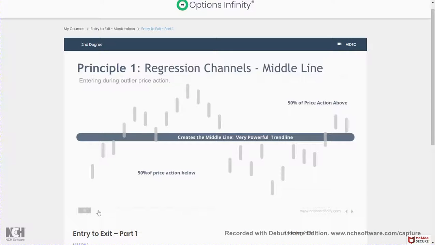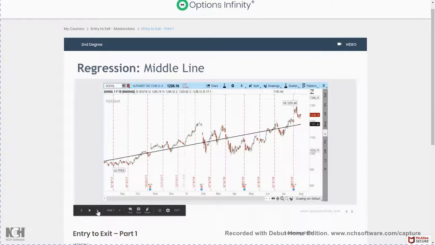my 35-plus year career. I used to calculate the regression channel by hand. Nowadays, on any of the more popular trading platforms, this can be calculated for you automatically, which is quite an interesting feature. First of all, the regression line is calculated by 50% of the price action below, 50% of the price action above. So it creates a middle line, which is called the regression line, that shows basically the trend with 50% of the price above and 50% below.